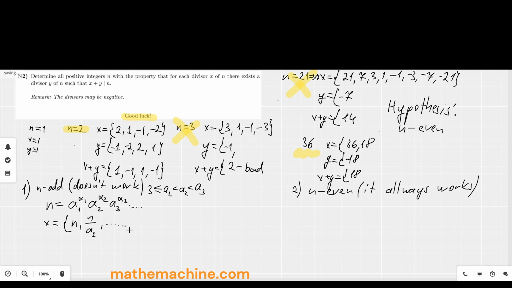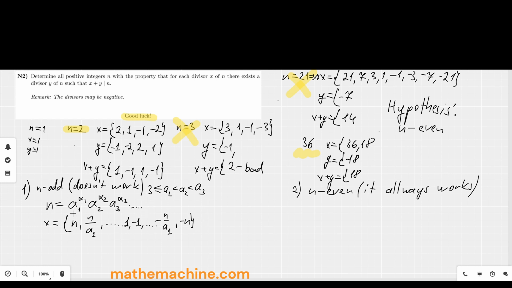And so there go some other divisors, and then we have somewhere here 1, -1, and all repeats in ascending order, but with a negative sign. Minus n over a1, and then we have minus n.